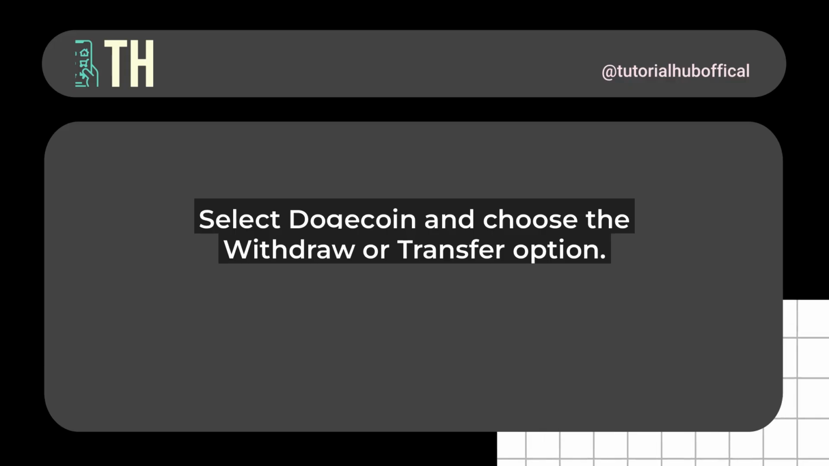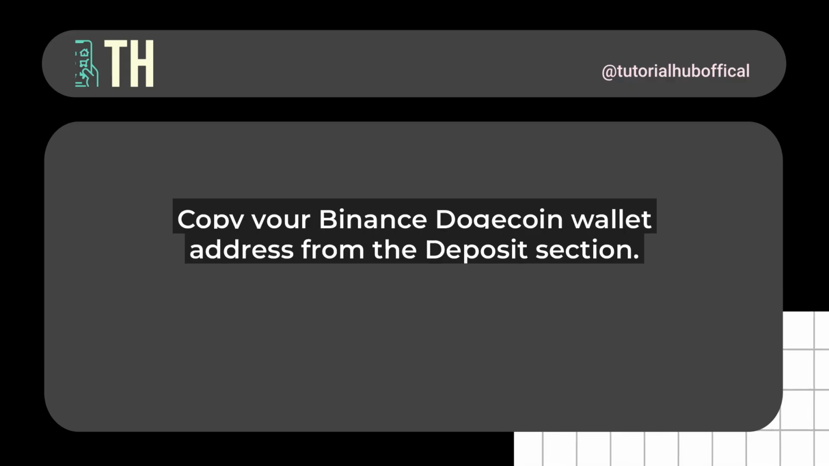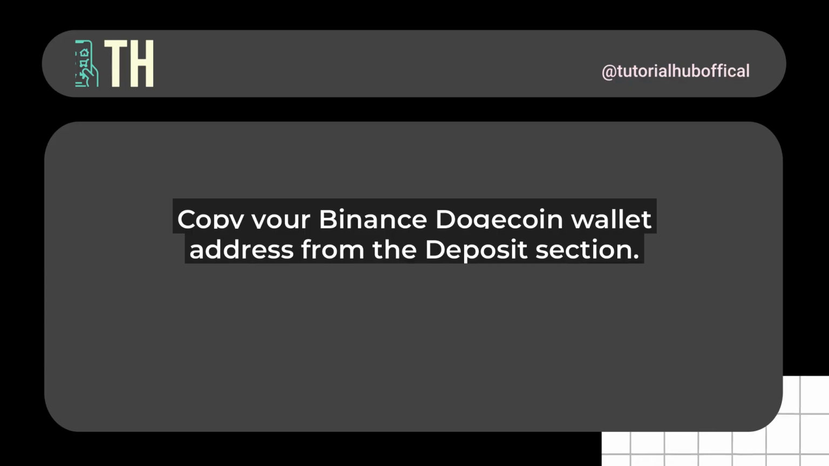You'll need the Dogecoin wallet address from Binance. Jump over to your Binance account, go to the Deposit section, select Dogecoin, and copy the provided wallet address. Make sure it's the correct one, as crypto transfers are irreversible.